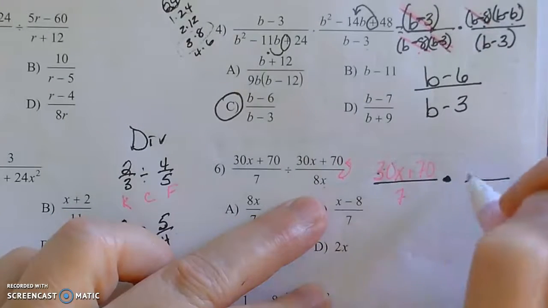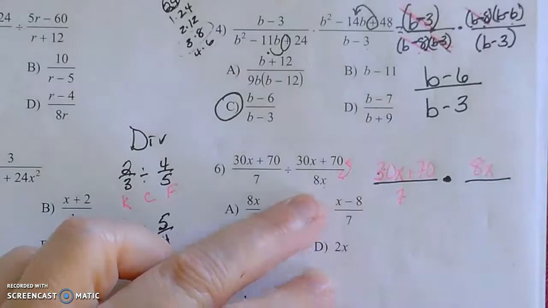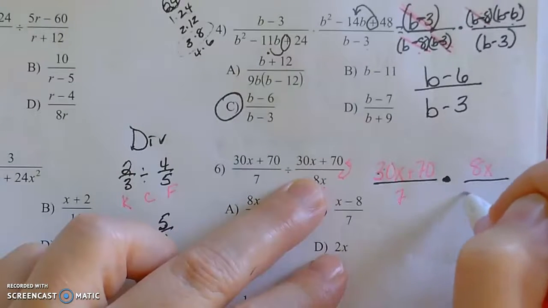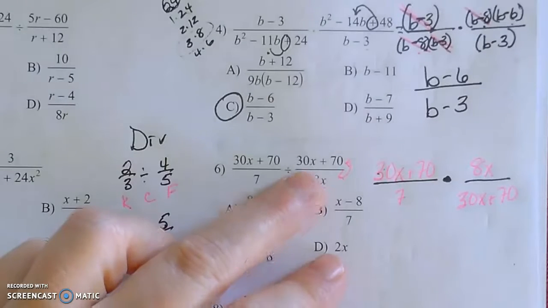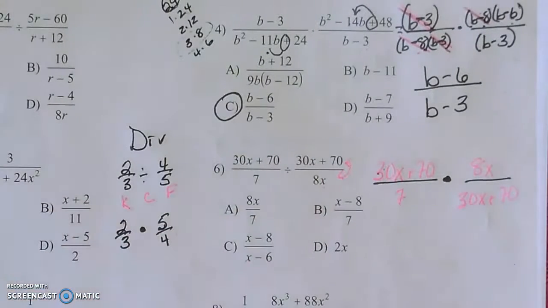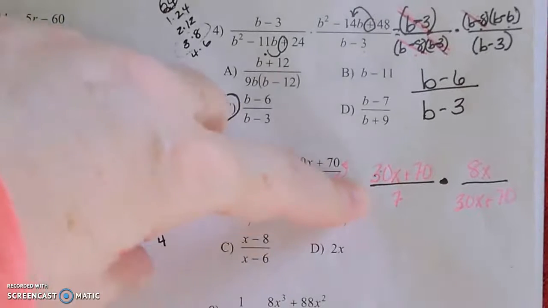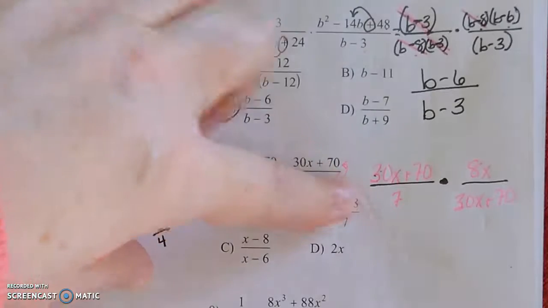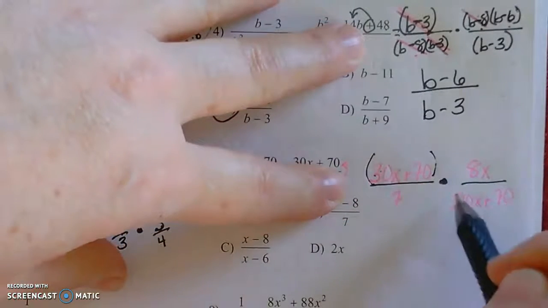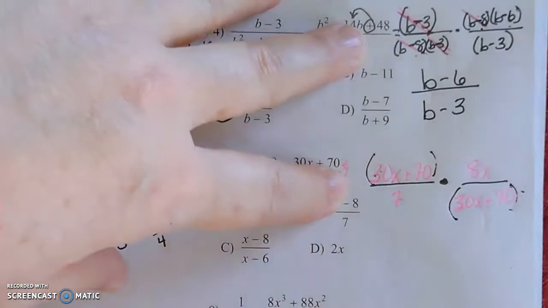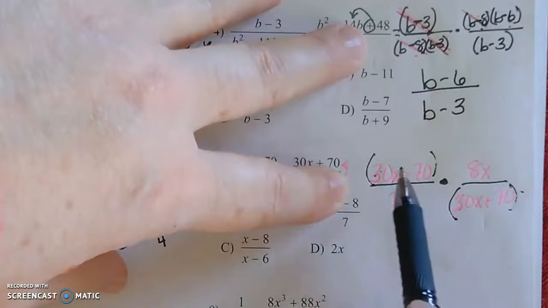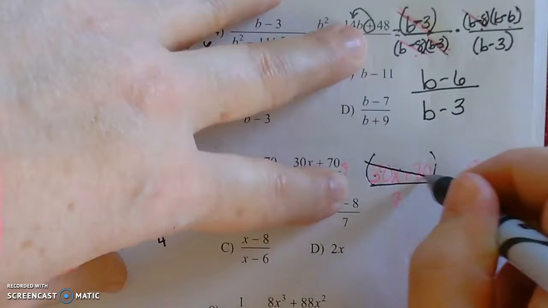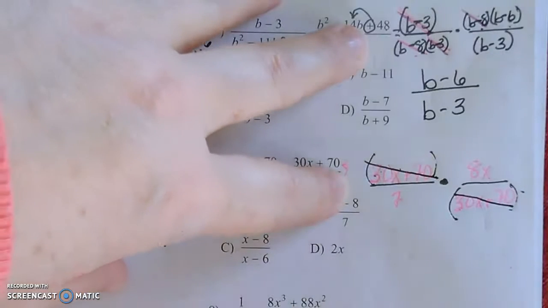So the 8x that was in the bottom now goes to the numerator. The 30x plus 70 that was in the denominator, it was in the numerator, goes to the denominator. Now, at this point, we would normally try to factor, but can you see that this whole thing is exactly the same as this whole thing? I mean, I know I could take out a GCF of 10, but I see that these two are already exactly the same, so I can just cancel them out. They are already exactly the same.